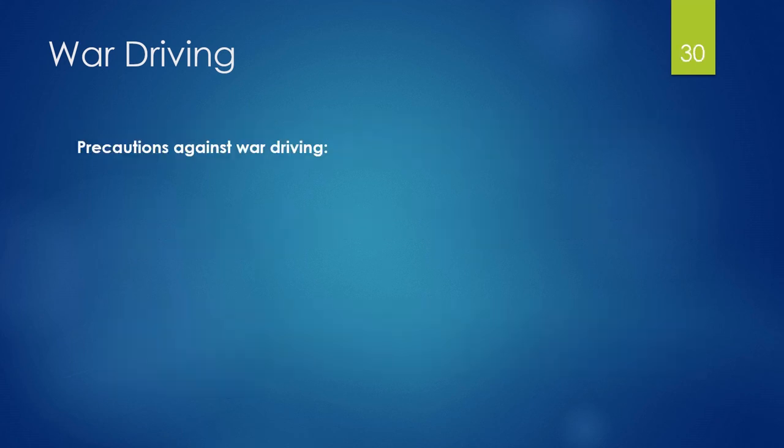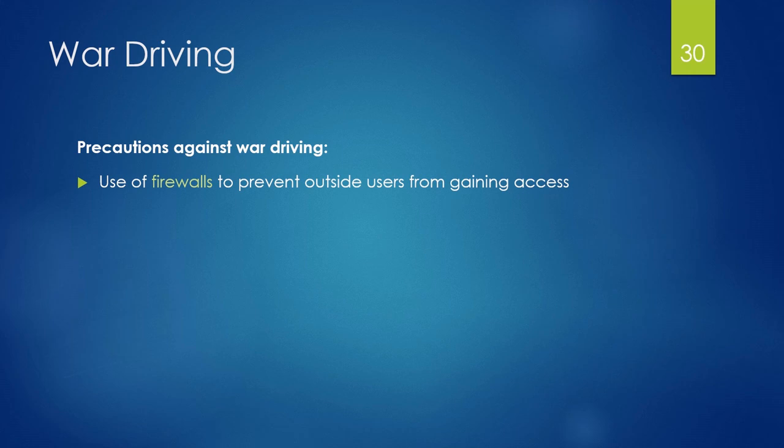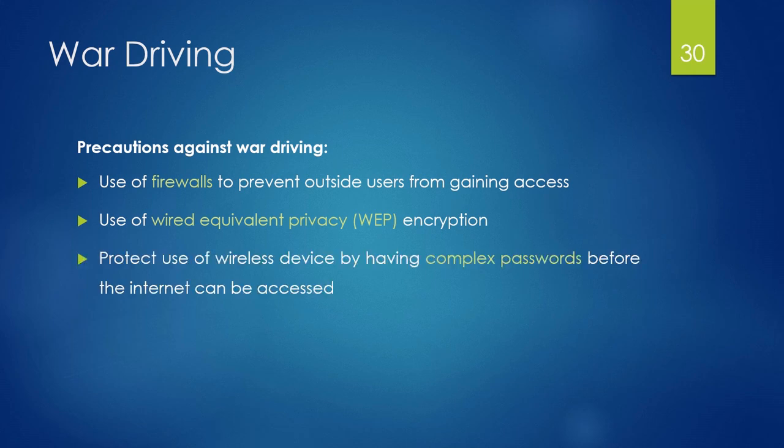Precautions against war driving. Use a firewall to prevent outside users from gaining access. Use wired equivalent privacy, WEP encryption. Protect use of the wireless device by having complex passwords required before the internet can be accessed.